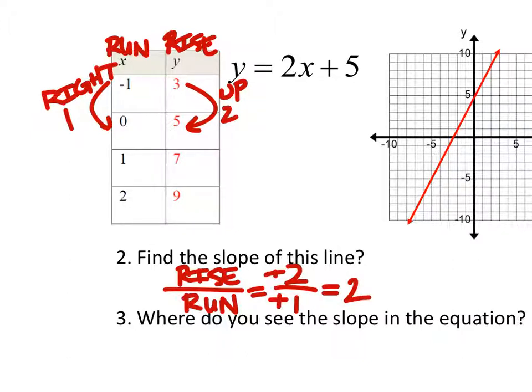Where do you see the slope in the equation? Alright, in the equation, and hopefully we can see this, the slope, 2, is right here. Does anyone remember what we call the number that's being multiplied by a letter? It is the rate of change. Very good. In more technical terminology, this would be considered the coefficient.